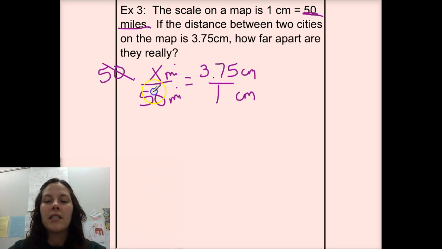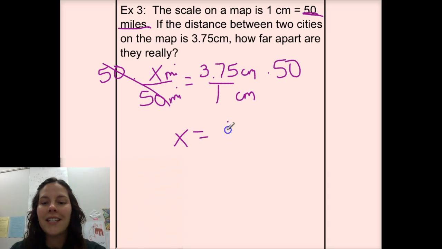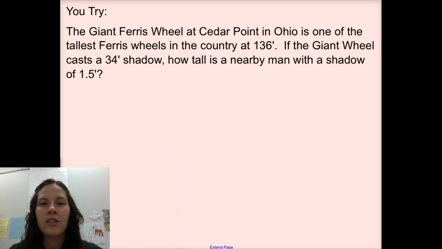So we multiply both sides by 50 to cancel our denominator, and 3.75 times 50 gives us a distance of 187.5 miles. And your you try question. Remember to set up a picture if it's helpful.